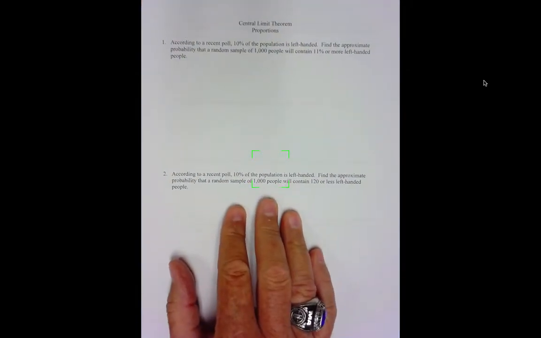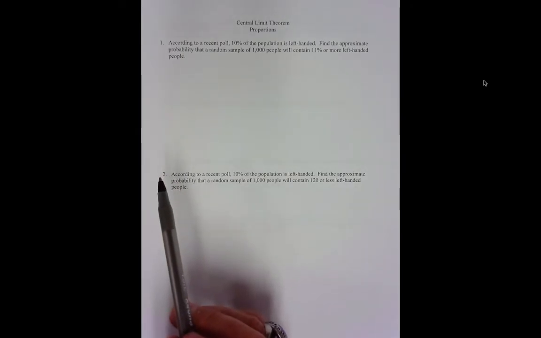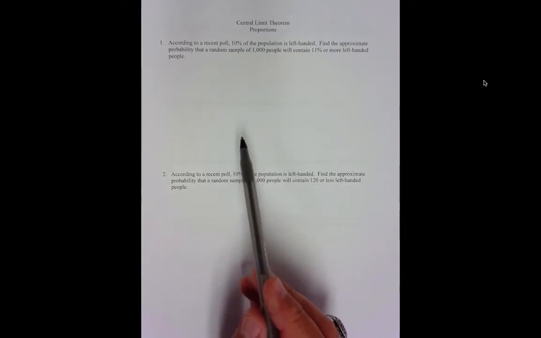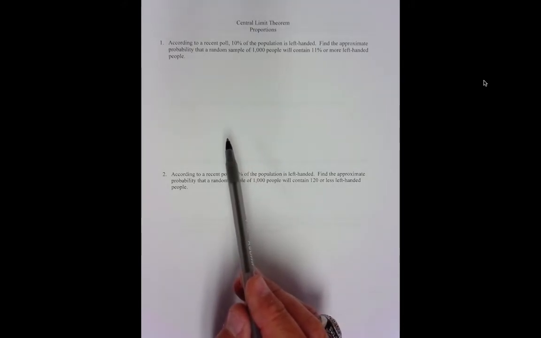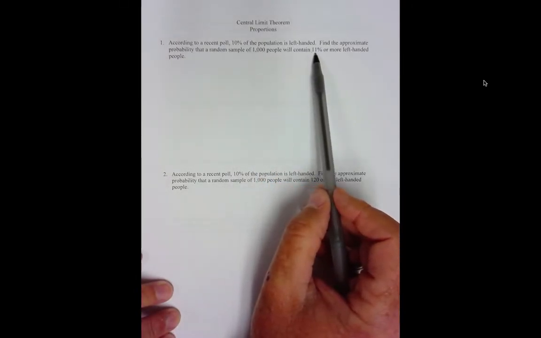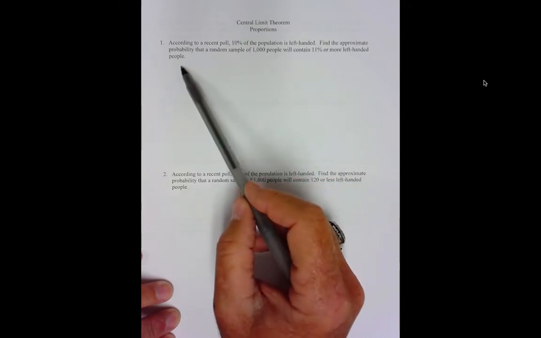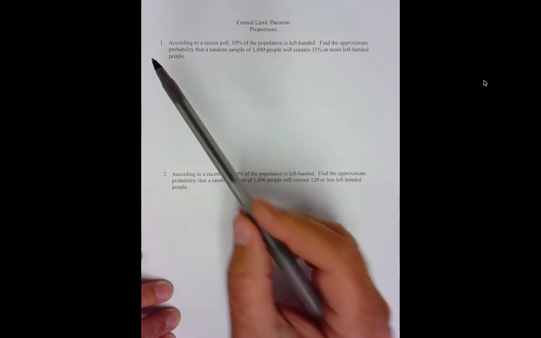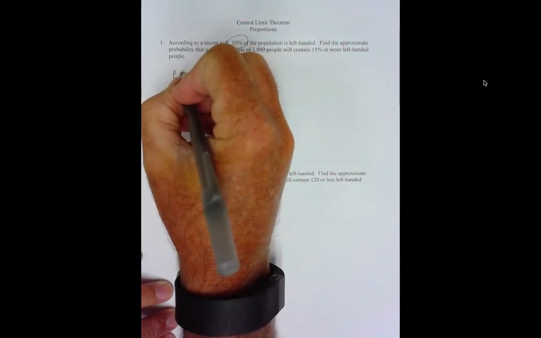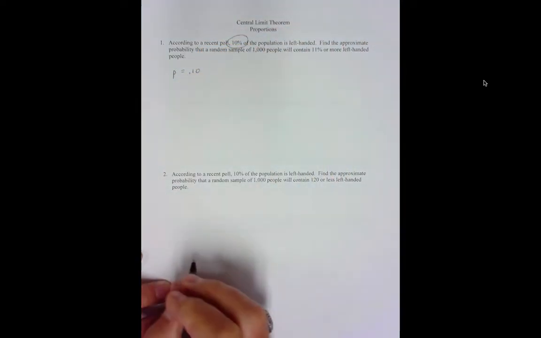All right. First problem says, according to a recent poll, 10% of the population is left-handed. Find the approximate probability that a random sample of 1,000 people will contain 11% or more left-handed people. So guys, the 10% describes the population. So we know that P is going to be equal to 0.10.